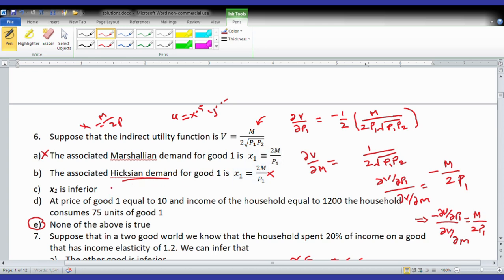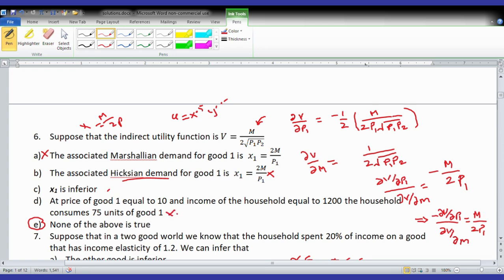Similarly, we cannot say that x is an inferior good, because if we take the derivative of x with respect to m, it is equal to 1 over 2p, which is greater than 0. So this means x is a normal good, so this cannot be the case. Similarly, at price of good 1 equal to 10 and income of the household equal to 1200, the household consumes 75 units of good 1. This is also not correct.